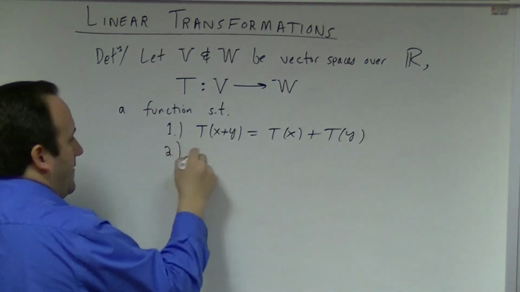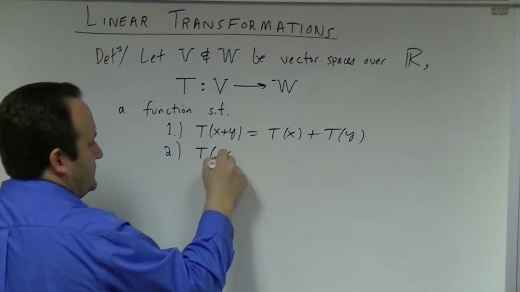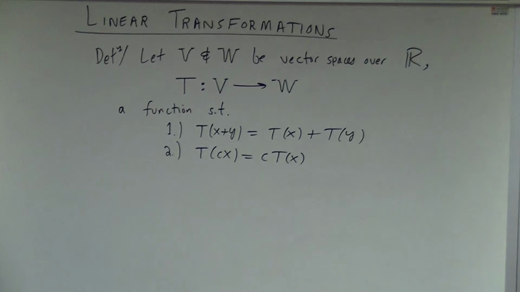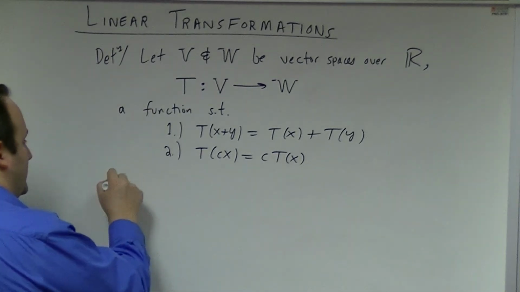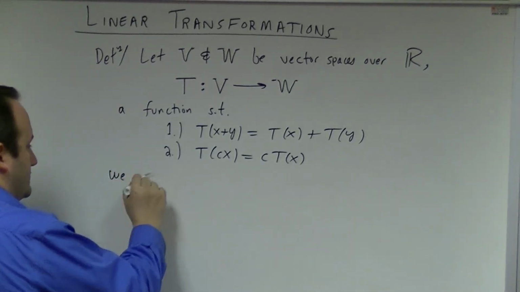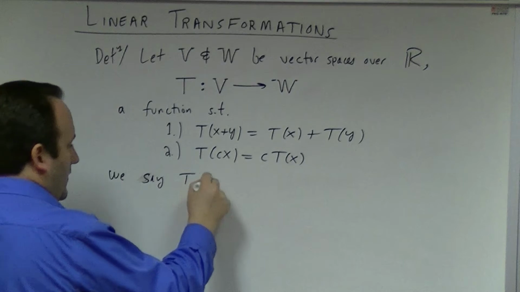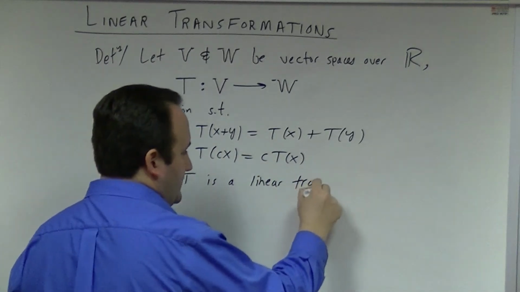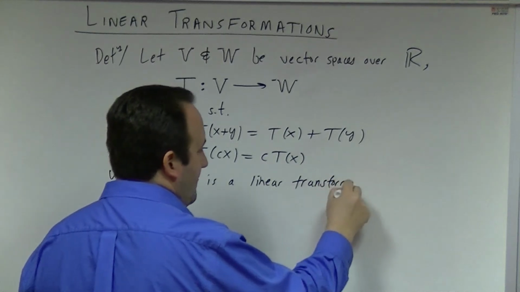And two, homogeneous. Keep in mind that x and y are abstract vectors now, all right? If you have these two things, we say T is what? Linear transformation, all right? Or sometimes we'll say it's a linear mapping.